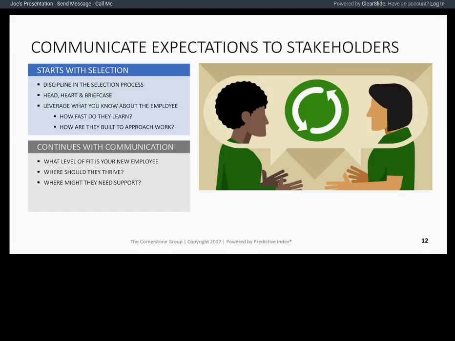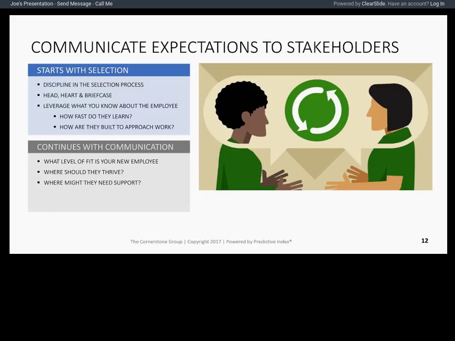When we're communicating to managers and other folks that are stakeholders in this person's success, we want to use Predictive Index to build really good expectations. So we can share things like, what level of fit is this employee to the job we're going to be asking them to do? If they're really high fit behaviorally, maybe we don't need to share so much about their behavioral profile other than they're generally high fit. But if there are some gaps that we know exist, we want to know where this person should thrive and where they're going to need our support.